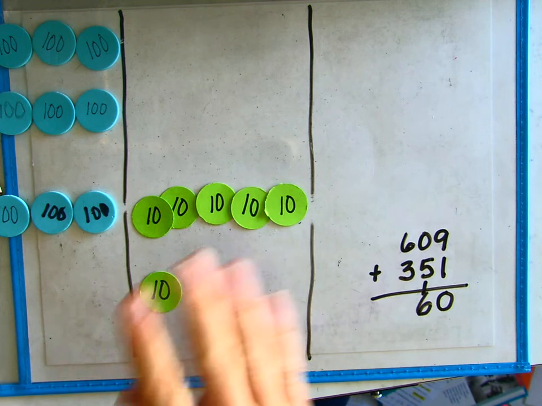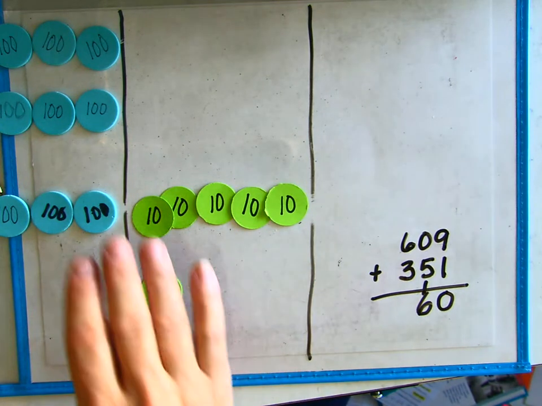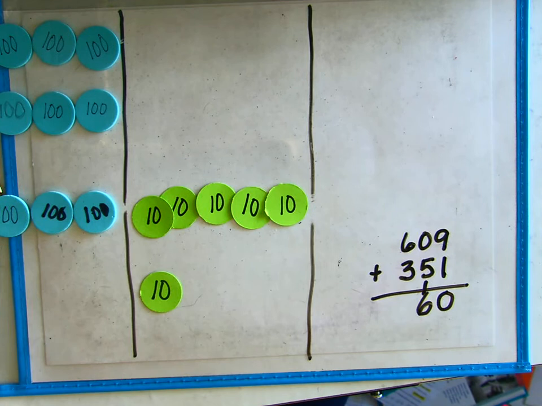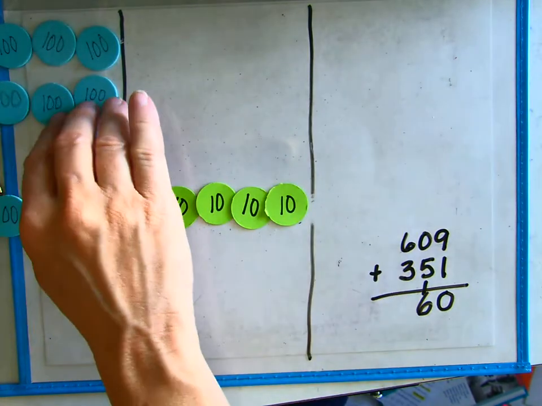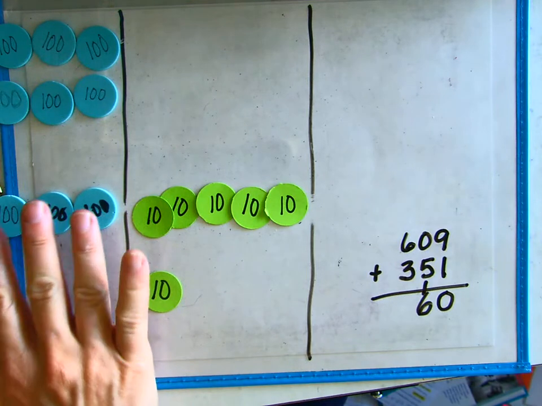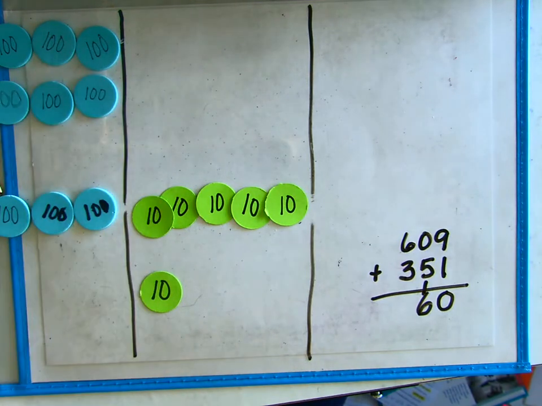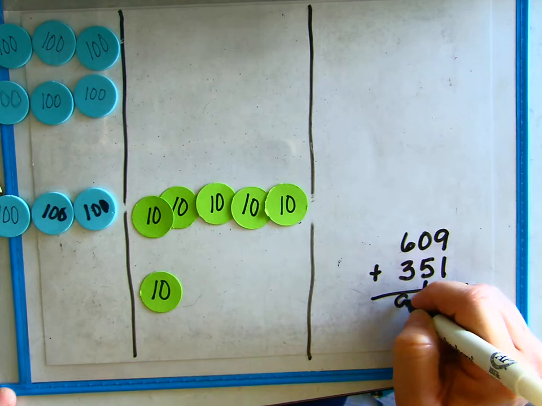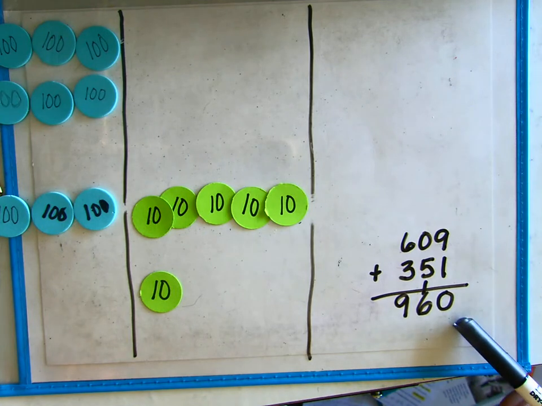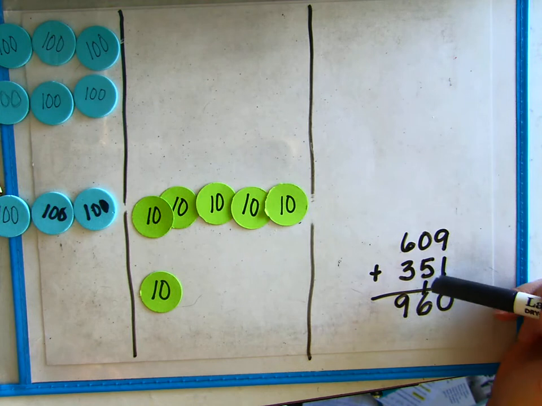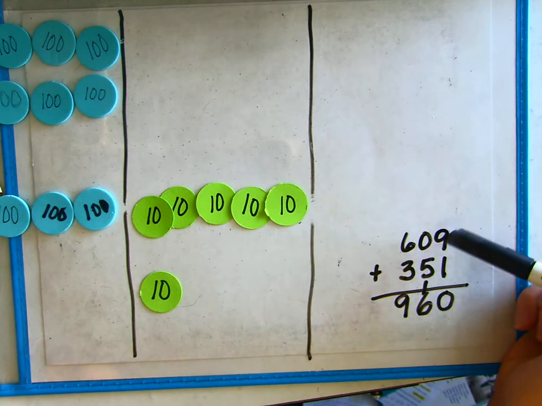Do I need to make a new group? I don't. I don't have 10. I can't bundle. So over here, look at all of our hundreds. I have 6. There's 6 plus 3. 6 plus 3 is 9. Almost to 1,000. Look at how close we are. 960. Make sure that your vertical form in the book looks like this, where you are showing that you made a new 10 from your 10 ones.